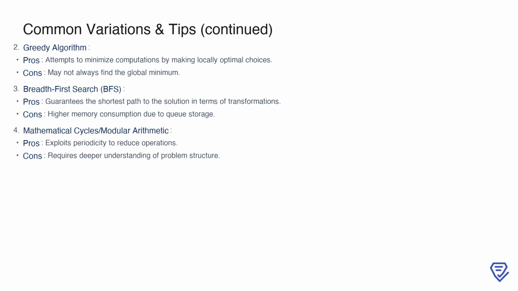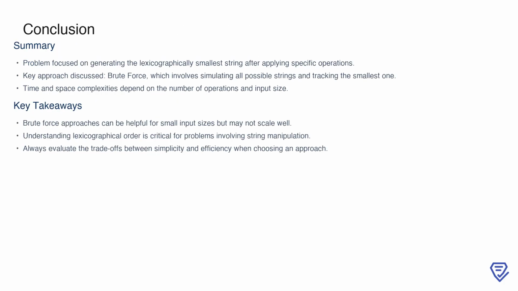Finally, you could leverage mathematical cycles or modular arithmetic. This approach exploits periodicity in the operations to reduce the problem space significantly. It's highly efficient, but it demands a deeper understanding of the problem structure and how modular arithmetic interacts with the transformations. Each of these strategies comes with trade-offs, so it's important to choose the one that best fits the problem constraints and input size. Great job sticking with me through this walkthrough. To summarize, we tackled the problem by exploring a brute force approach and discussed the importance of lexicographical order and trade-offs in algorithm design. Thanks for your time, and I hope this was helpful.